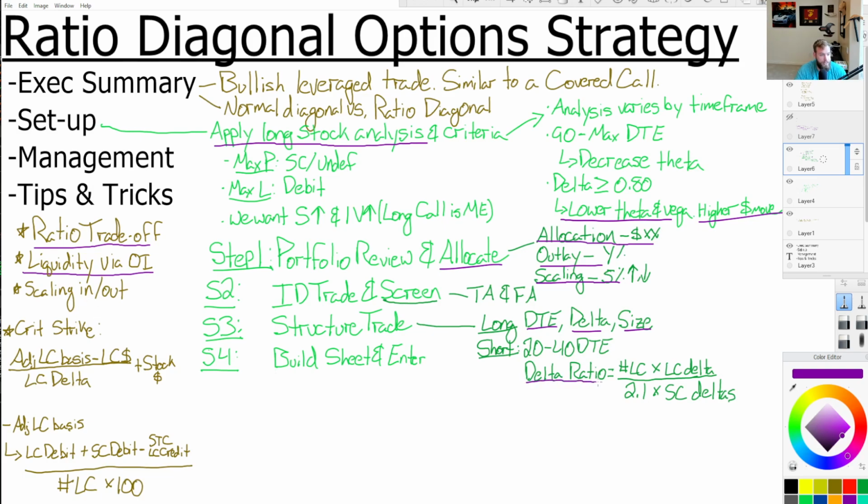And then the other thing to keep in mind, we talked about this ratio before. What I like to do is maintain a specific delta ratio. So the delta ratio is a way for me to make sure that I'm not experiencing upside risk and uncapping my upside. So to figure out your delta ratio, you just take the number of long calls that you have multiplied by your delta, divide that by 2.1 times your short call deltas. So this is just making sure that you have enough long deltas to overwhelm the short call deltas.